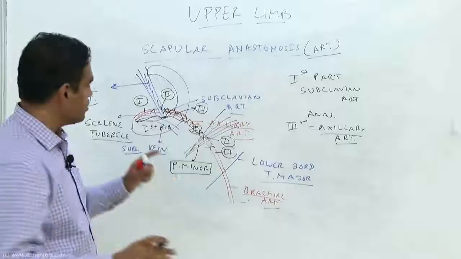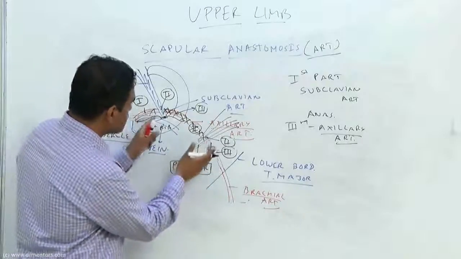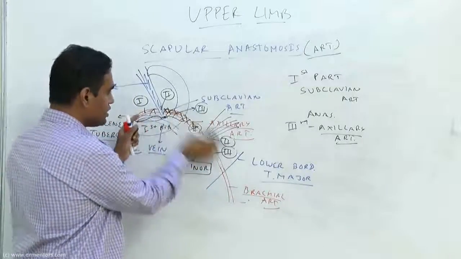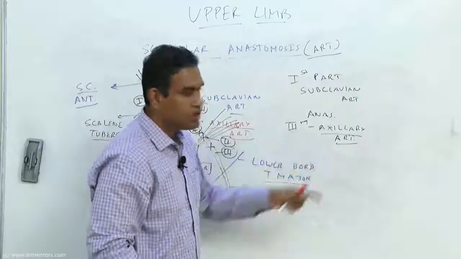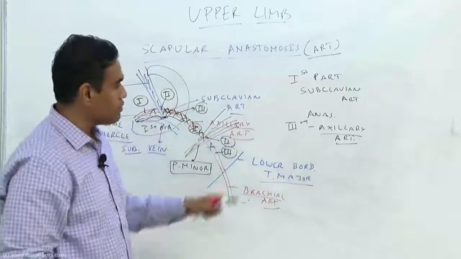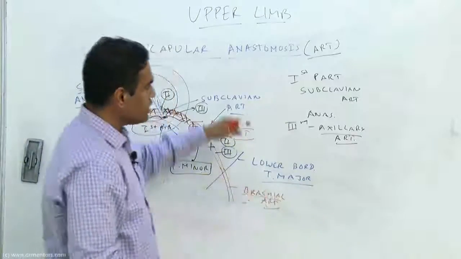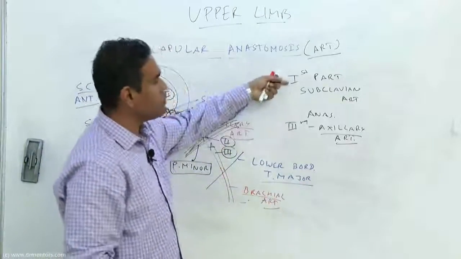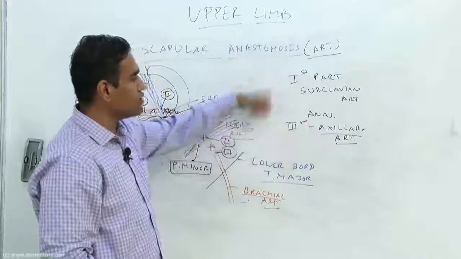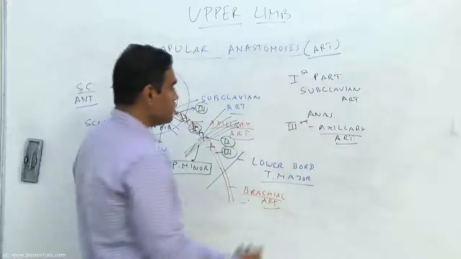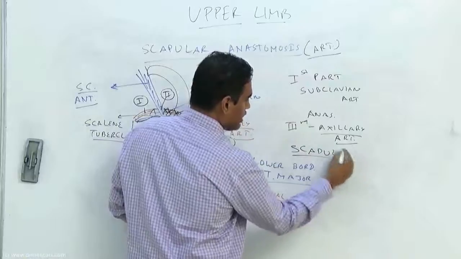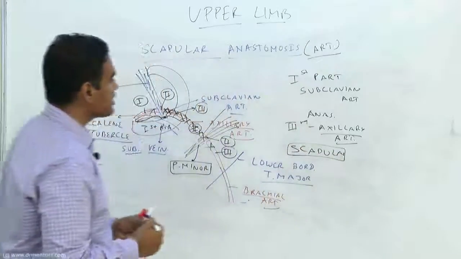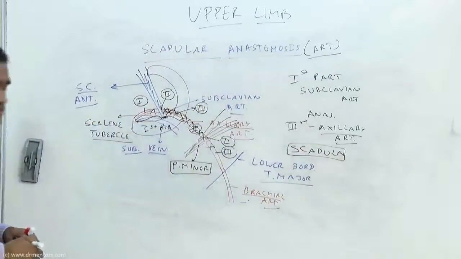During any constriction or any compression over these vessels. Why? To maintain the arterial supply to the upper limb. So this anastomosis between the first part of the subclavian and the third part of the axillary artery, around which bone? Around the scapula, is actually our scapular anastomosis.